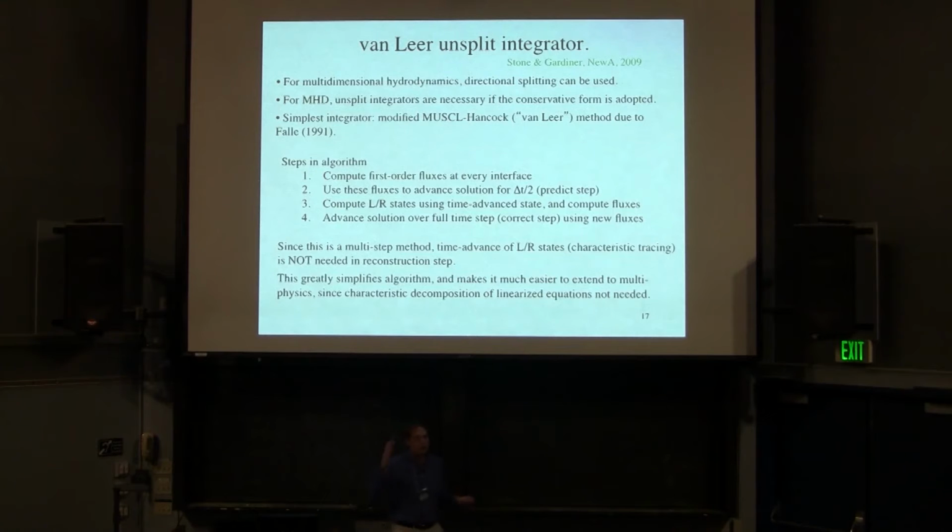That's an extremely popular method. It's called Strang splitting. Strang splitting is a way of combining those x and y sweeps in a way that's second order accurate. But that doesn't work for MHD. You cannot do that for MHD.